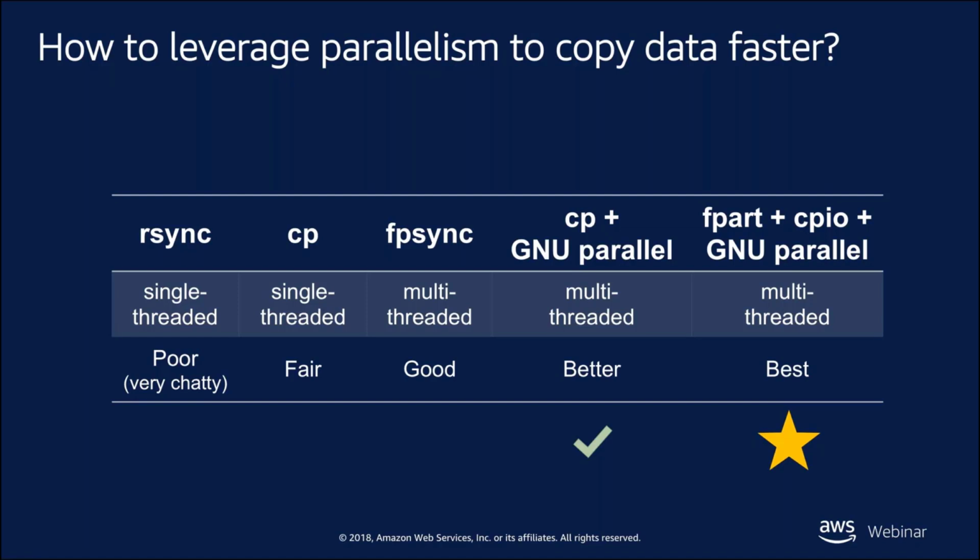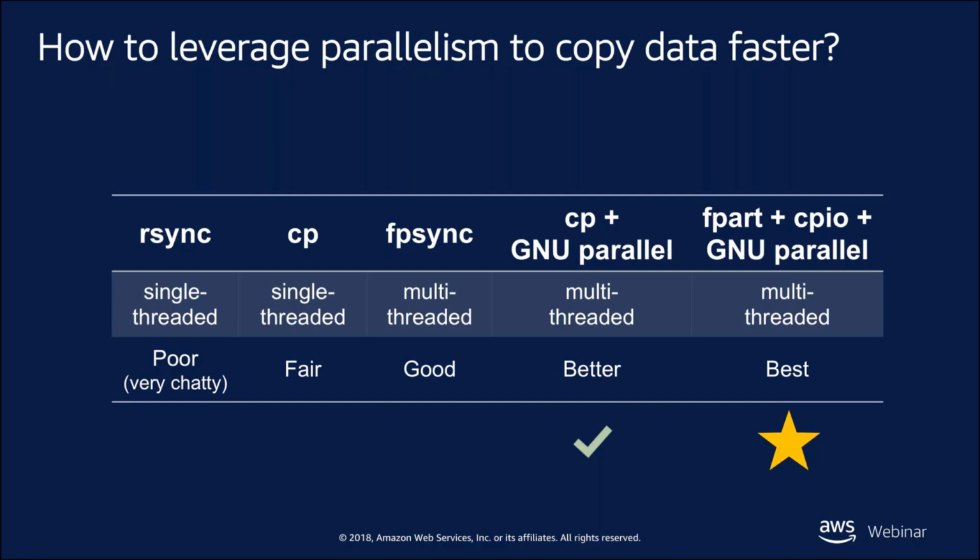But really the best throughput that I've been able to get when ingesting data into EFS using open source tools is a combination of fpart, cpio, and GNU parallel. So fpart has a mechanism to basically create what we call a partition file. And a partition file is just an index of all of the files and directories within a source. And the other part is cpio. Now, many of you may be familiar with cpio. cpio is typically used for archiving, but you may know that there are three modes to cpio. There's copy-in, copy-out, and copy-pass.